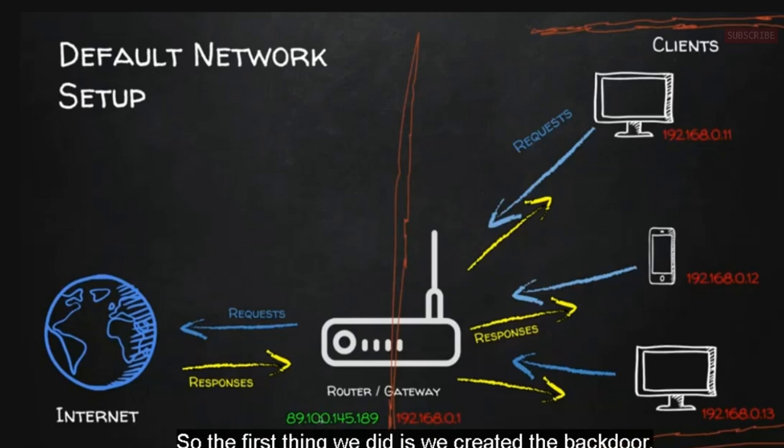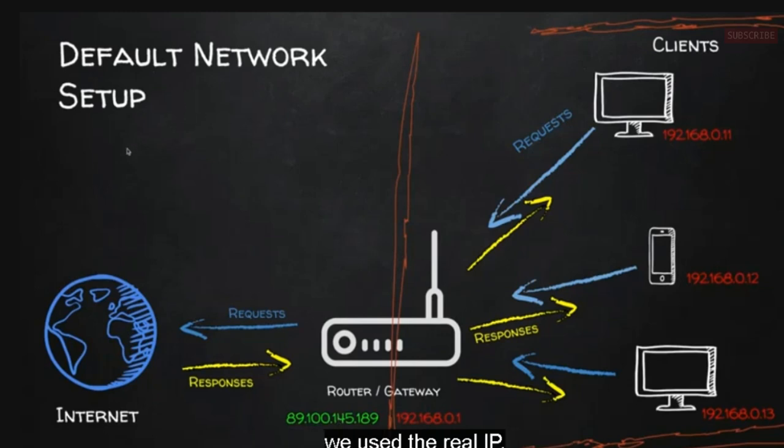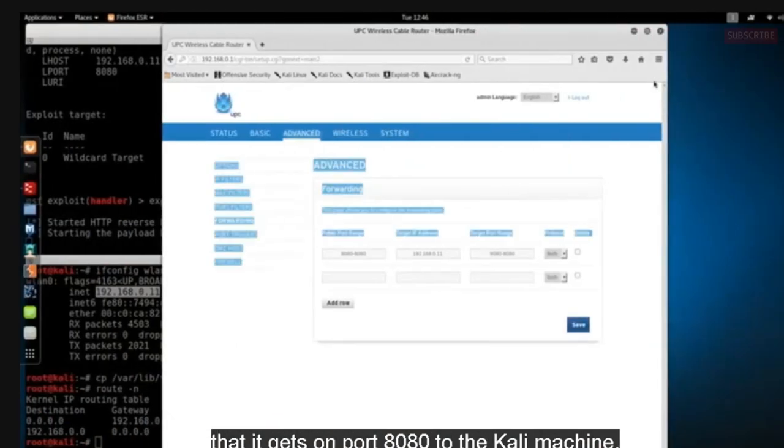The first thing we did is we created the vector. We used the real IP in the vector. We didn't use the private IP, so we didn't use the 192.168.0.11. We used the real IP. We're going to send that vector to a device in a different network. That device is going to run the vector. The vector will try to connect back on the real IP to the router, but the router will know exactly what to do with this because we just set up a rule telling the router to forward any request that it gets on port 8080 to the Kali machine.